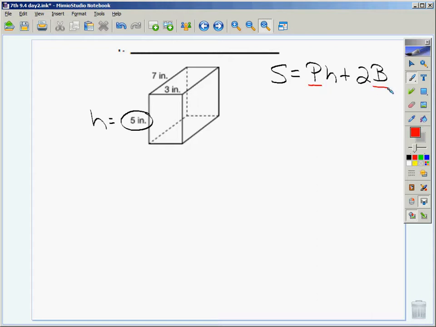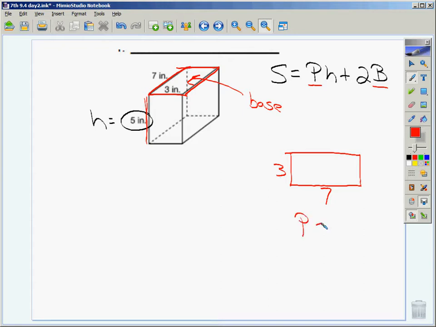Remember that this P and B come from the shape of the base. If this is the height, then this is the base. We're going to separate out that base shape because P and B are going to come from that. So the base is 7? No, the base is what? This rectangle.